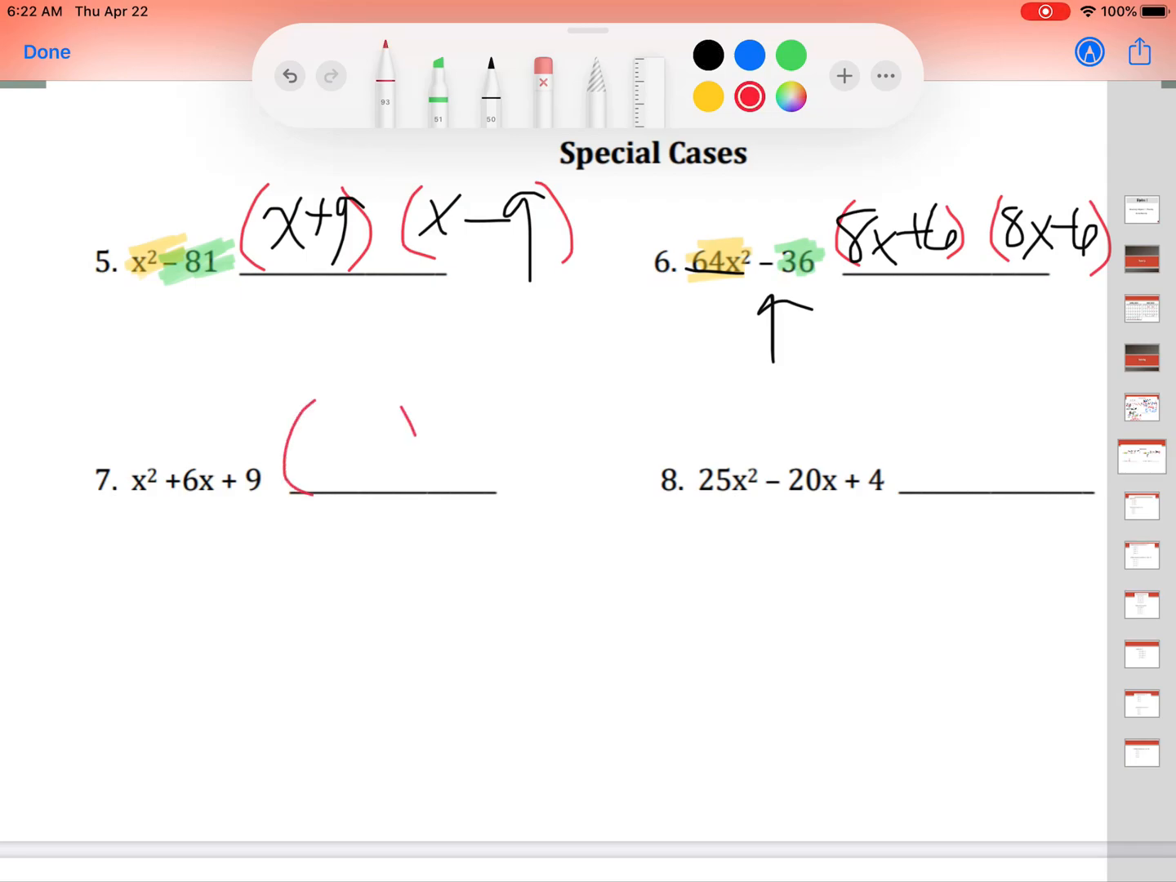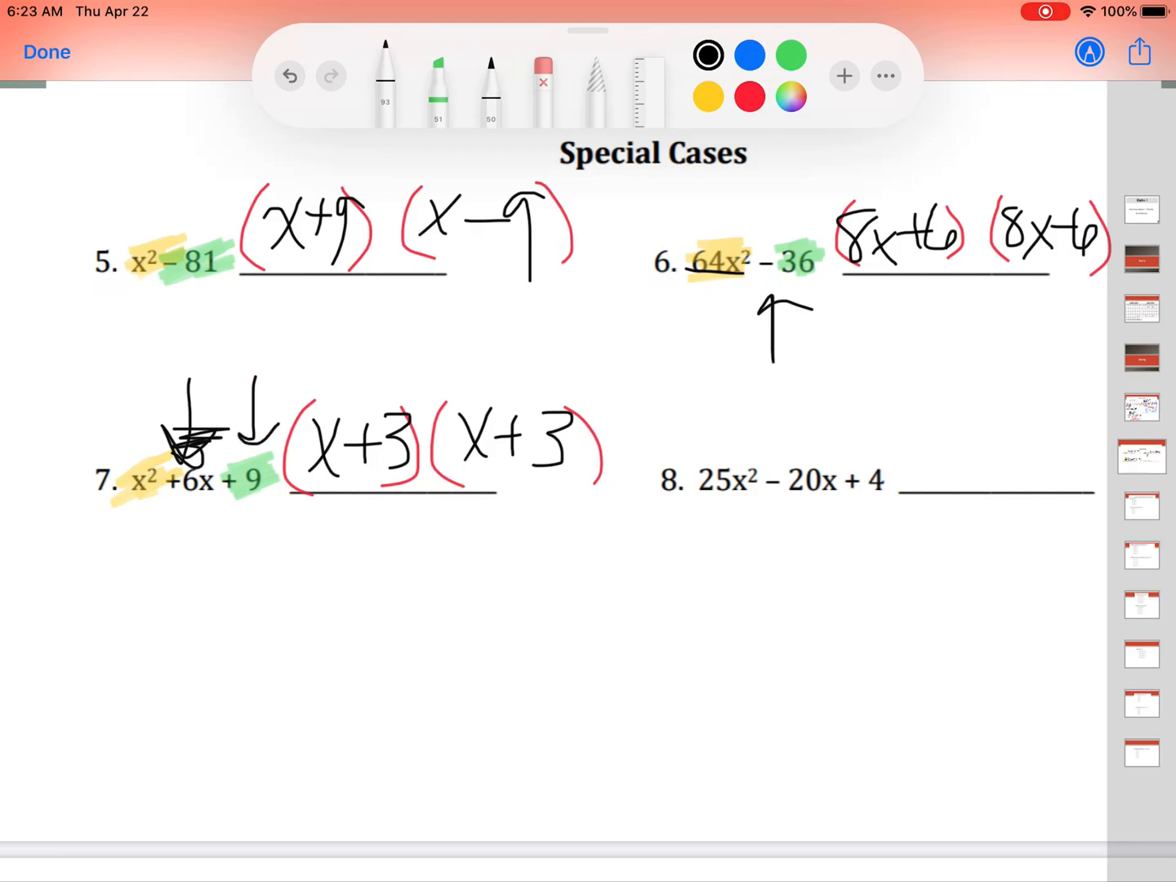The next one is the same thing. We have to be careful with the signs here. So it's the same though, these are perfect squares. What times itself makes x squared? X times x. What times itself makes a positive 9? 3 times 3. But in this type, you just do the sign that's in the middle. Positive 3 times positive 3 makes positive 9.